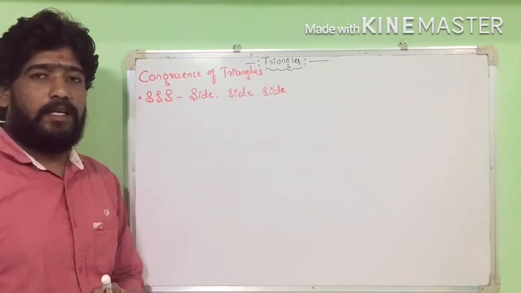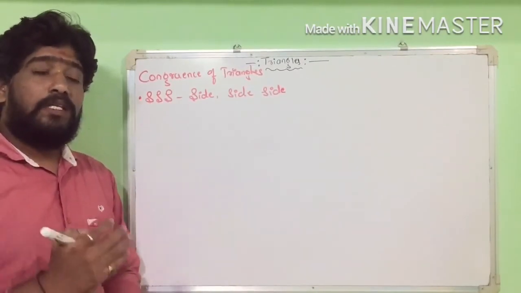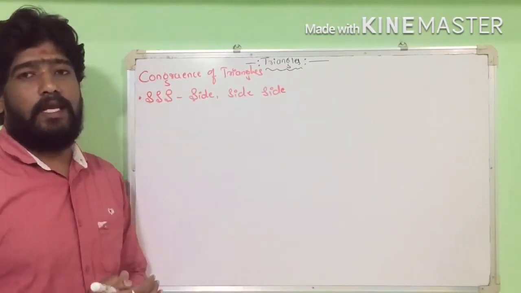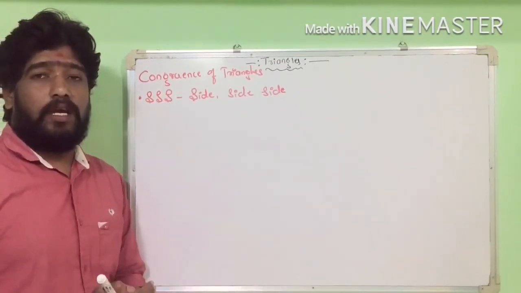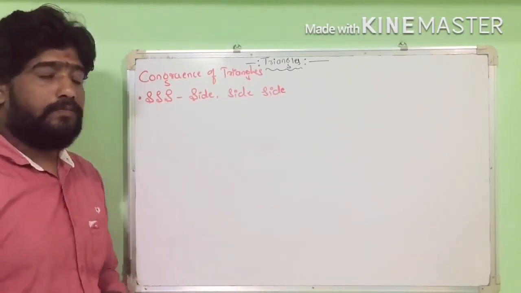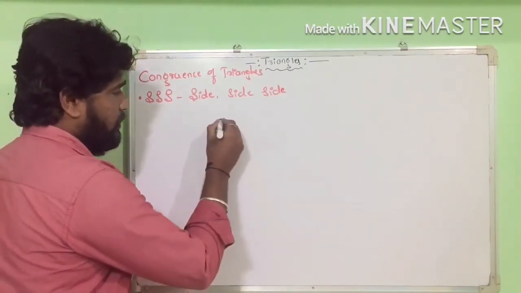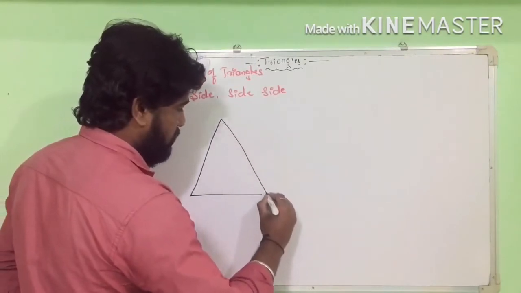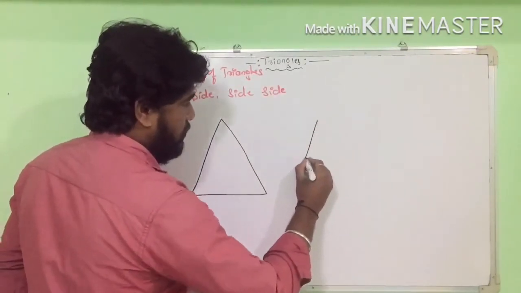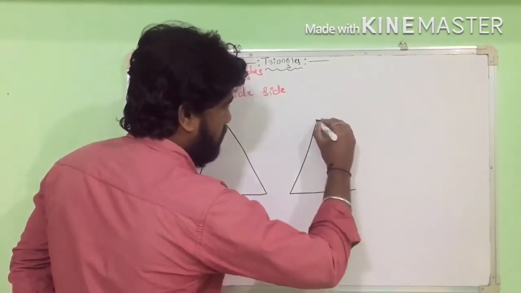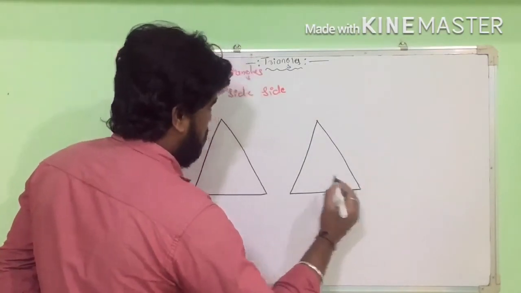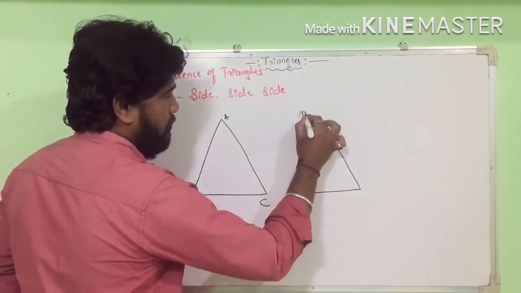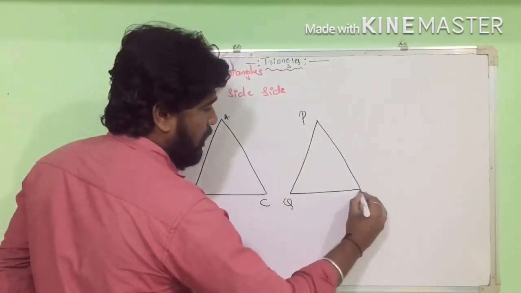So side criteria. What is the side criteria? The three sides of a triangle are equal to the three sides of another triangle. Then the two triangles are congruent to each other. So for example here, A, B, C, P, Q, R.